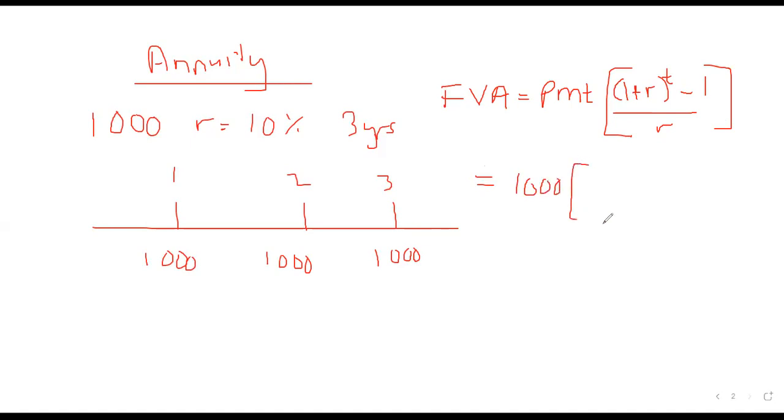Our interest rate here is what? 10%, so 1.10. And the years is 3 minus 1. The interest rate is 10%, so this is 0.10.